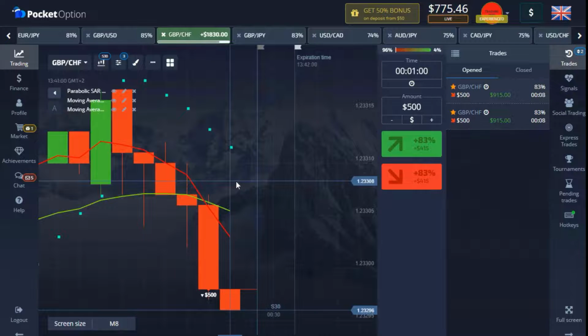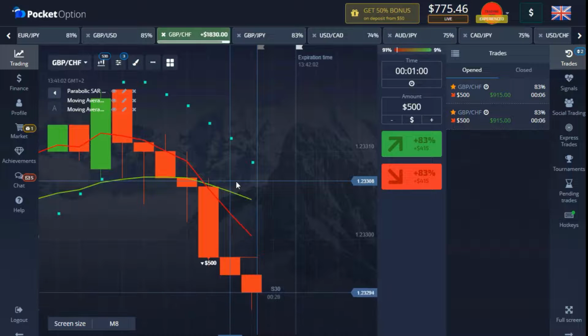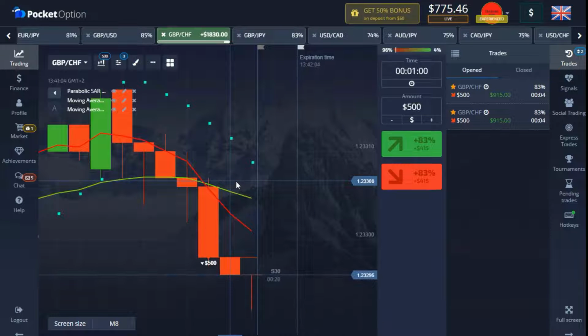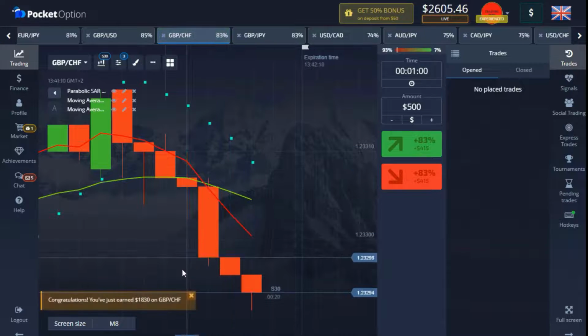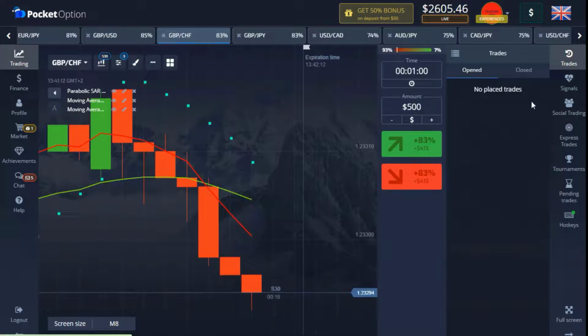Okay, we have less than 8 seconds just now, and the market is still going down so good, right? Okay, we end up in the money. We end in the money on that, guys. That's a very good one.